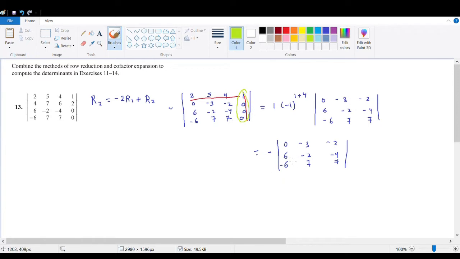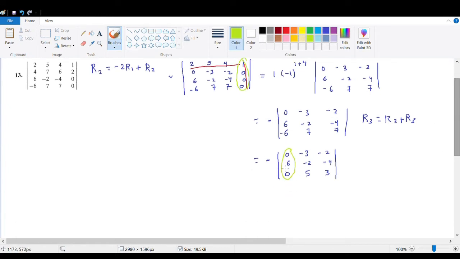Now if we want to find the determinant using the first column also, first let us make one of them 0. So let us say row 3 is equal to row 2 plus row 3. So this will give us, don't forget the minus, 0, minus 3, minus 2, then 6, minus 2, minus 4. Now if we add row 2 with row 3, 6 minus 6 will be 0, minus 2 plus 7 will be 5, minus 4 with 7 will give us 3. So now we will find the determinant using the first column.